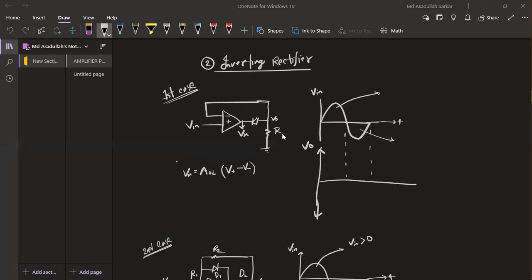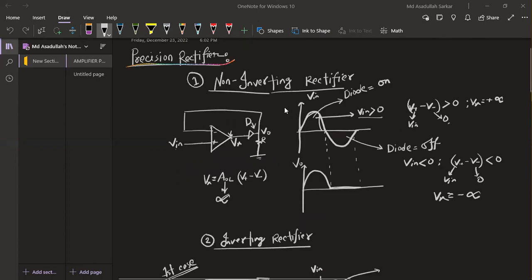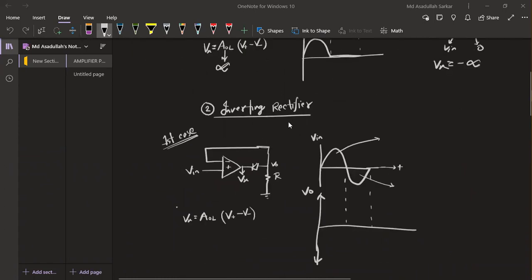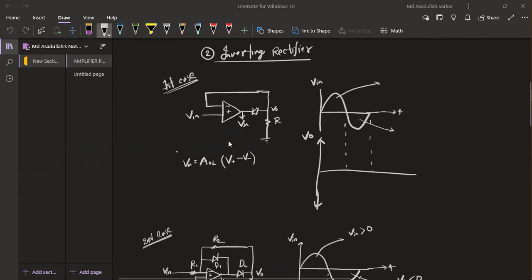Today we will discuss the inverting rectifier. In the previous class, we went through the non-inverting rectifier. So today we will discuss the inverting rectifier. So here is the circuit. We will discuss it in two cases.